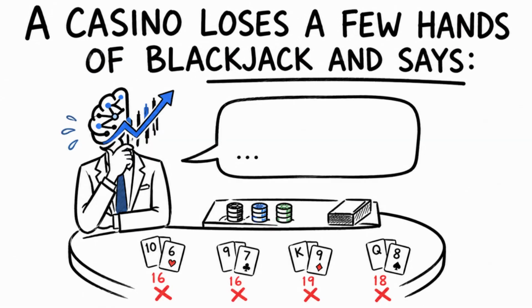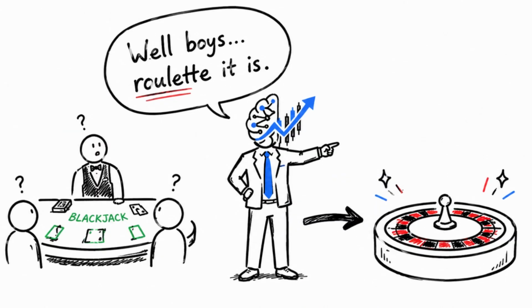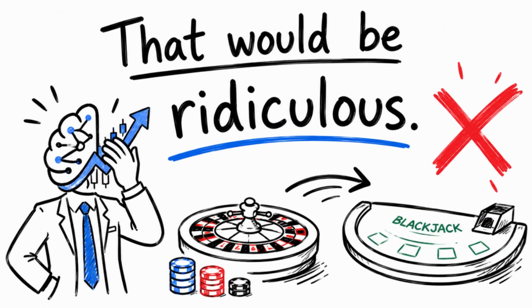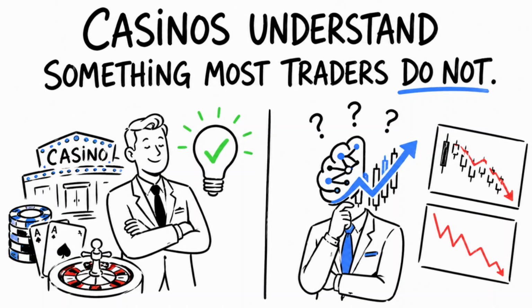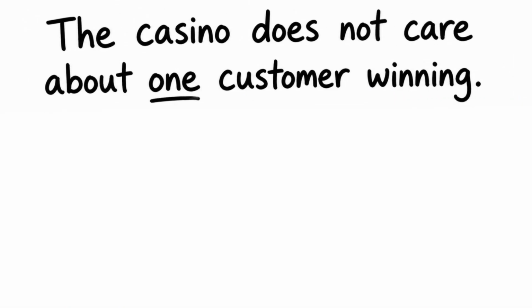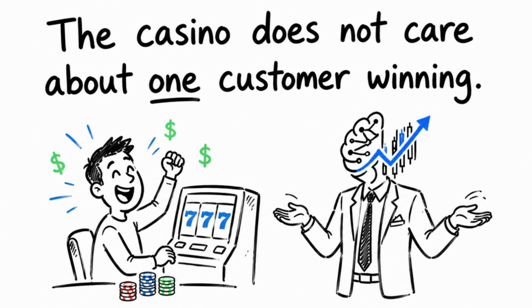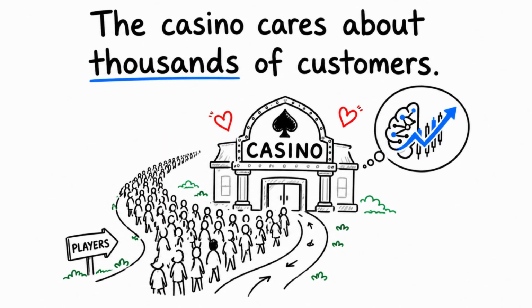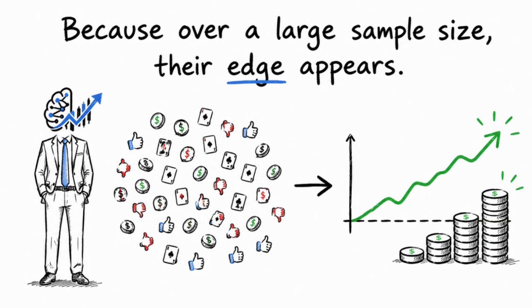A casino loses a few hands of blackjack and says, well boys, roulette it is. That would be ridiculous. Casinos understand something most traders do not. Individual outcomes are random. Long-term outcomes are not. The casino does not care about one customer winning. The casino cares about thousands of customers, because over a large sample size, their edge appears.